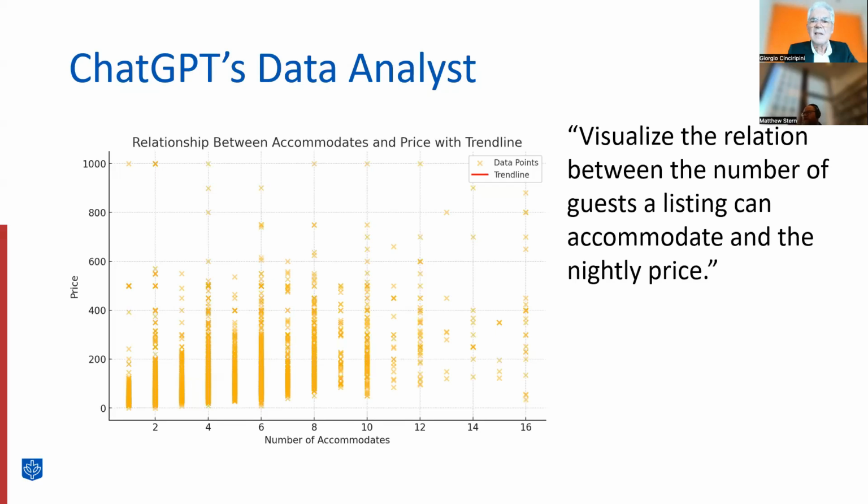Okay, then you can see the prompt is on the right here. I just said, can you visualize the relation between the number of guests a listing can accommodate and the nightly price? Of course, I think we all have the intuition that if you can accommodate more guests, you're going to be able to charge a higher price on the market. Okay, and I look at the scatter plot and I don't see that relationship, right? It's not obvious to me that these things are positively correlated.